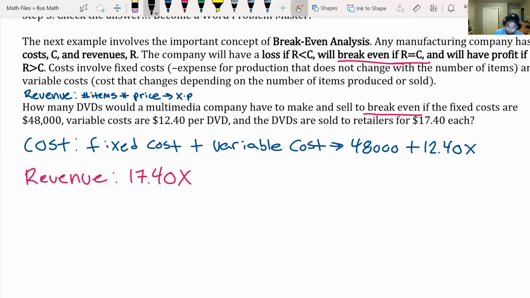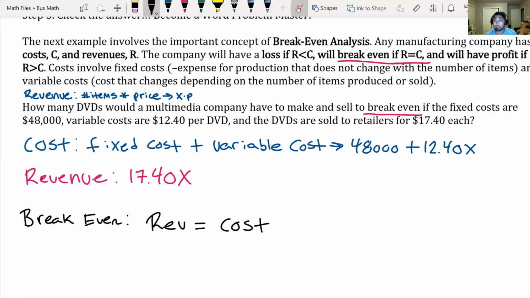To break even, we must set revenue equal to cost. Do we have a revenue function? And do we have a cost function? And that answer is yes. Set them equal to each other.